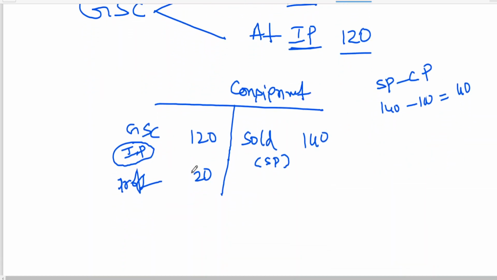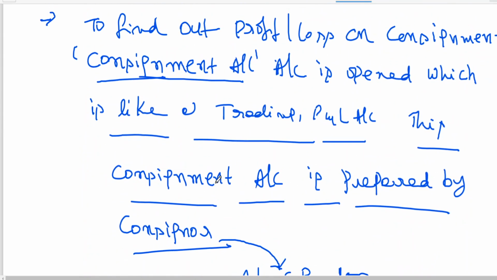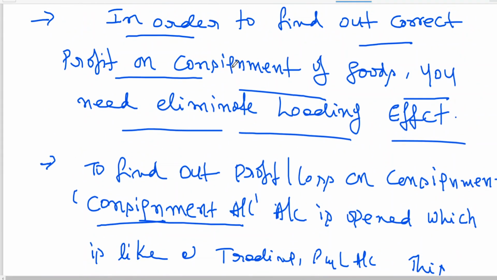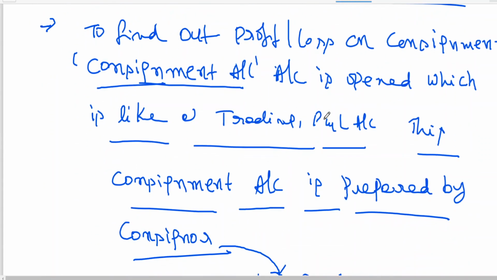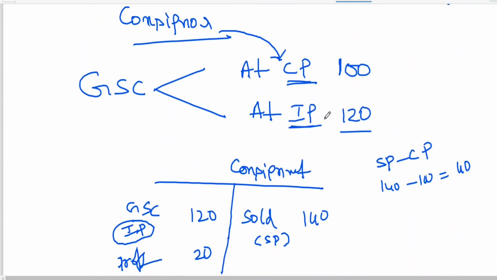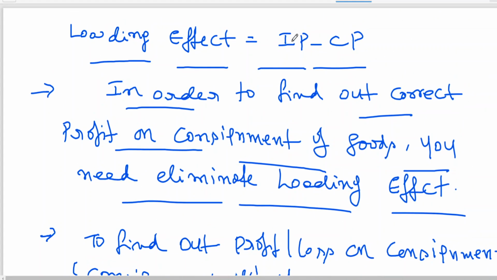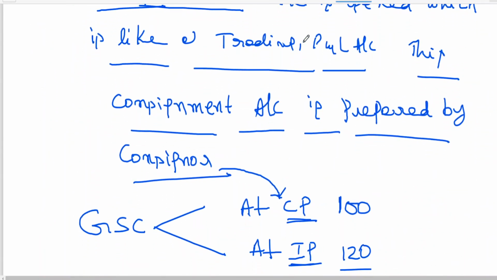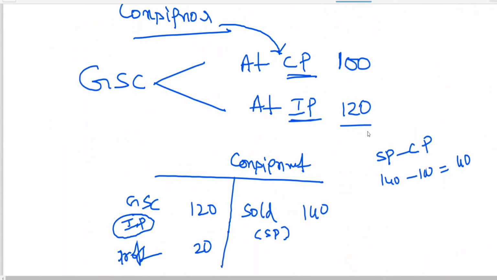But by preparing this, you are getting a profit of 20. That means this is a wrong profit, no? This is what I told you. To find the correct profit on consignment of goods, you need to eliminate the loading effect. What is elimination of loading effect, sir? I told you, loading effect is nothing but the difference between invoice price and cost price.